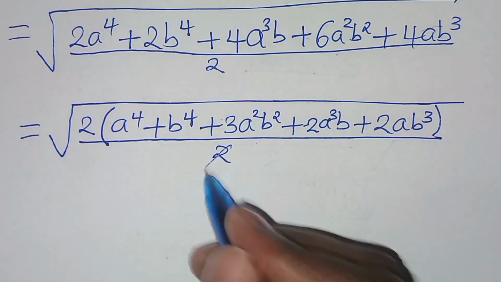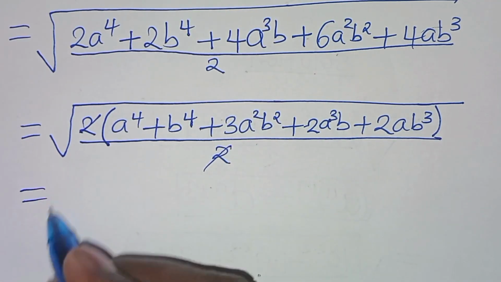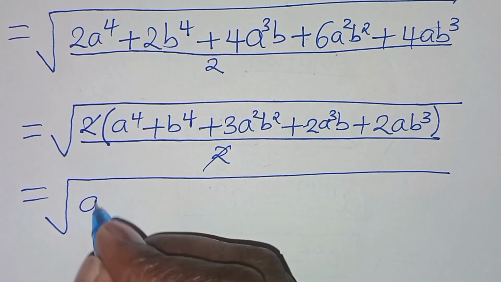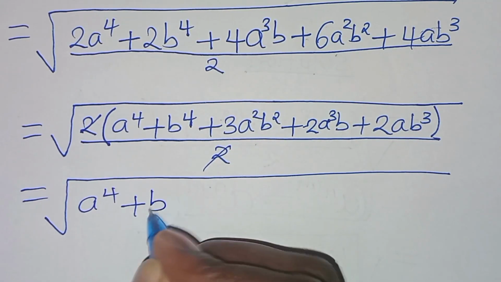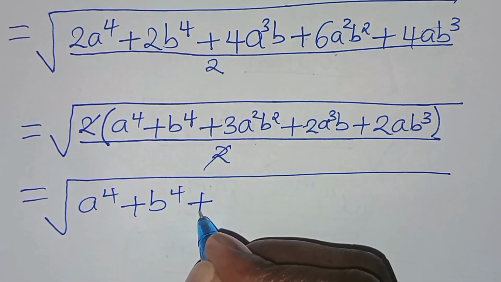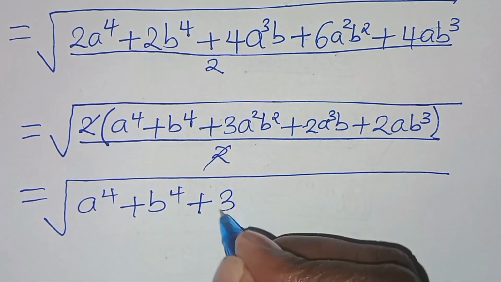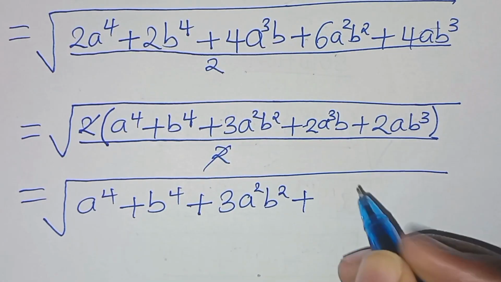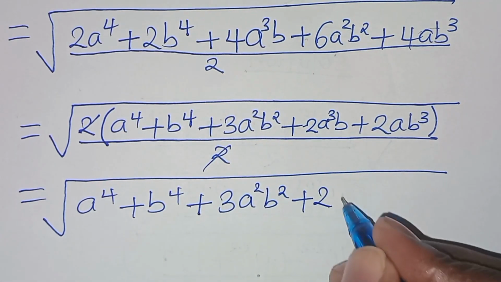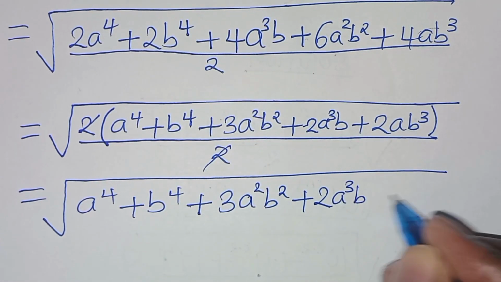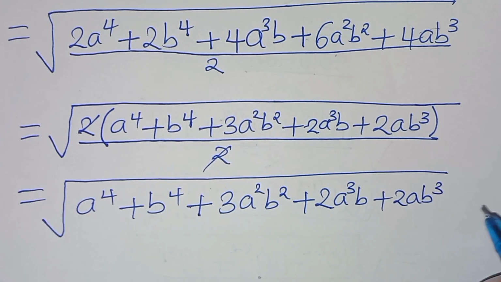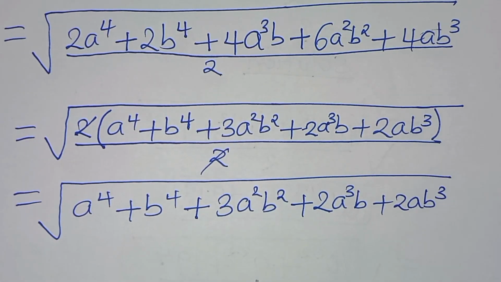So this implies here we can simplify, so that now we'll have the square root of a to power 4 plus b to power 4 plus 3a to power 2, b to power 2, plus 2a to power 3, b, then plus 2ab to power 3. So this is what we have here.